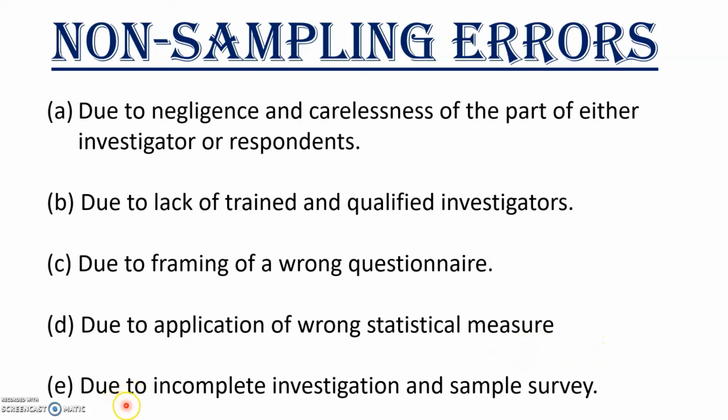The last would be due to incomplete investigation and sample survey. If the investigation was not completely done, like 99% done or 95% done, and not all the samples were covered, then the information you have collected is probably wrong. So these are the errors in sampling and non-sampling procedures.